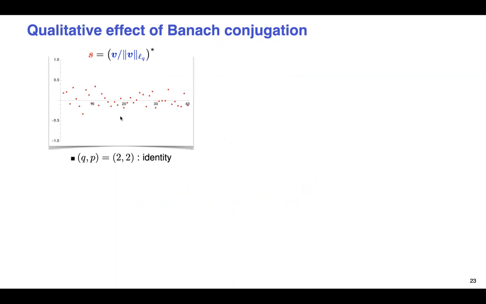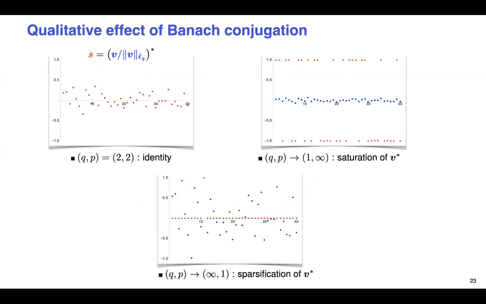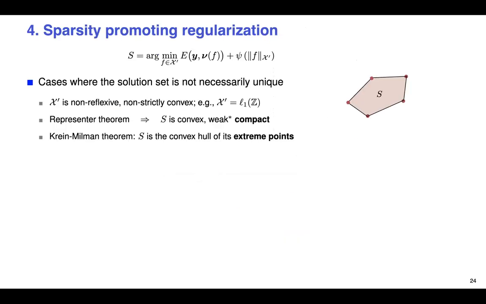I mean, here the effect really is, there's no effect when we're in L2. Now the L infinity, I didn't discuss too much, but the L infinity here is just all the reds are either plus or minus 1. So it's kind of extreme, creates a saturation effect. And when I do P equal 1, it's very striking. You take almost anything and you do this Banach conjugation, at the end, it will produce something sparse. And this is actually the maximum points.